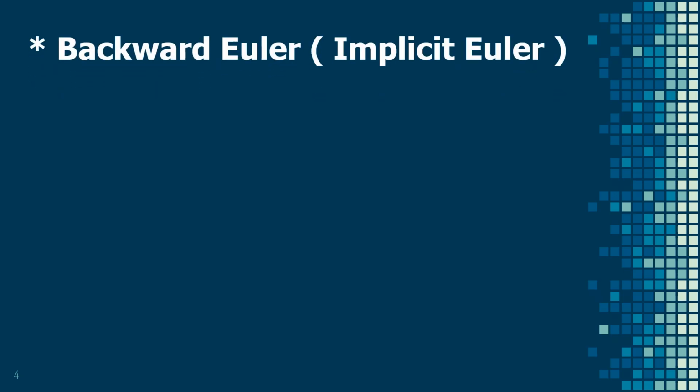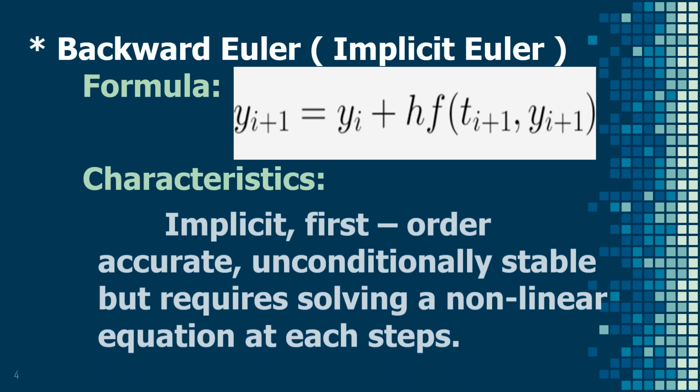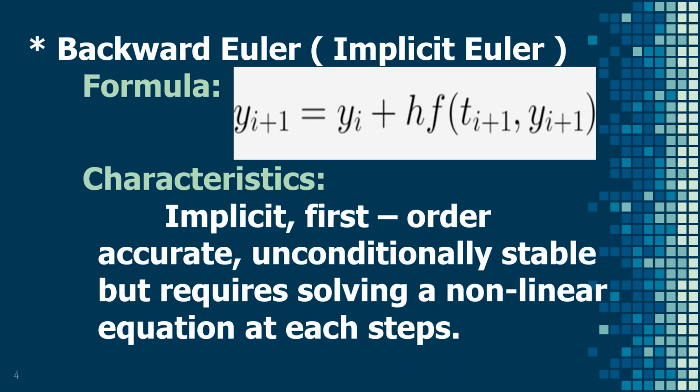Well, aside from Euler's method or forward Euler, we also have backward Euler, which is also known as the implicit Euler. So the formula being used for implicit Euler or the backward Euler is that given formula. So its characteristics is that, of course, it's implicit, it's first order accurate, unconditionally stable, but requires solving a nonlinear equation at each step.